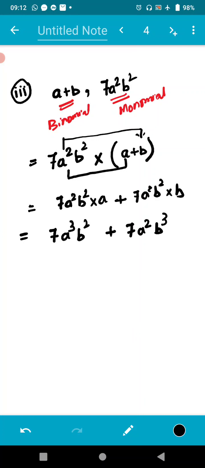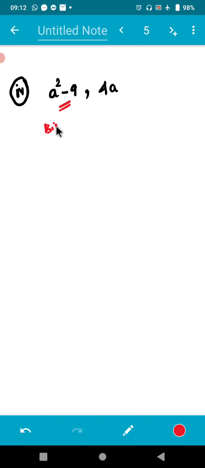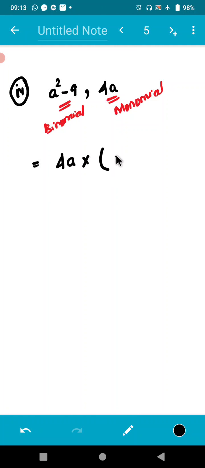Now let's move on to the last sum of today's session, that is sum number 4 of question number 1, students. Now A square minus 9 comma 4A, isn't it? Now again, which one is binomial? Yes, this is binomial, and this one is monomial. Okay, now let's multiply this. As we have learned that we always need to write the monomial term first, then we put multiplication sign, and then we'll give the bracket, and inside the bracket we'll write the binomial term.